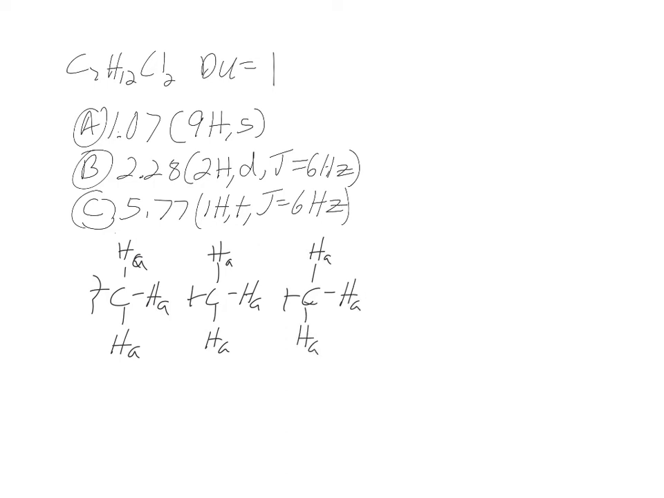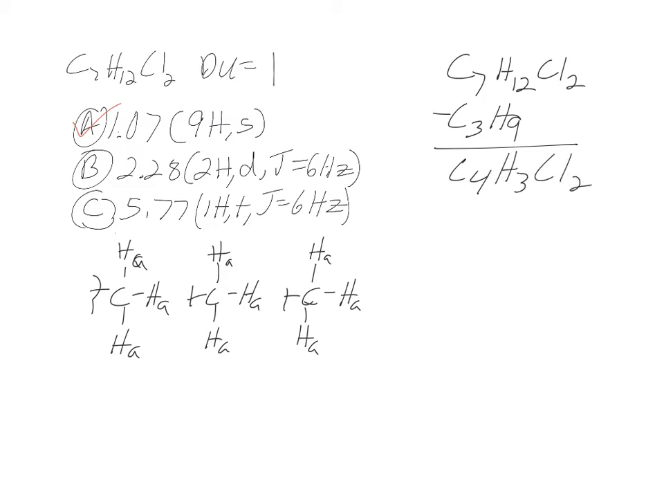Good. Let's subtract that from our formula. So we can cross off A. So it would be minus C3, H9. All right. C4, H3, Cl2. Good. We have B and C.